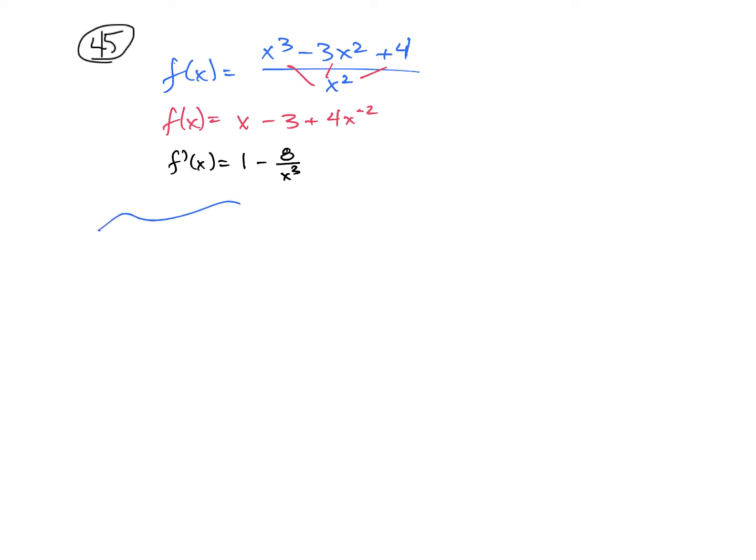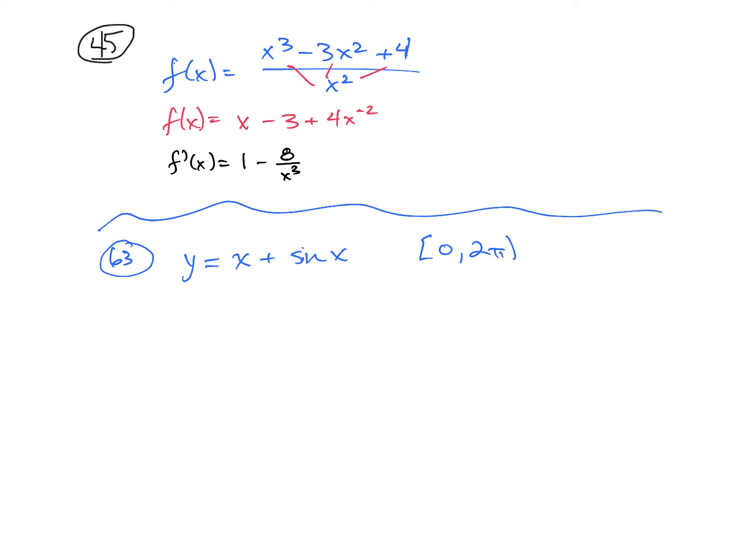Now let's look at 63. All right, who's going to read 63 for me? Alina's going to read 63 for me. The points, if any, at which the graph of the function has a horizontal. All right, what does it mean to be a horizontal tangent? The slopes are 0. So I'm trying to get my slopes, and then I'm going to set it equal to 0.